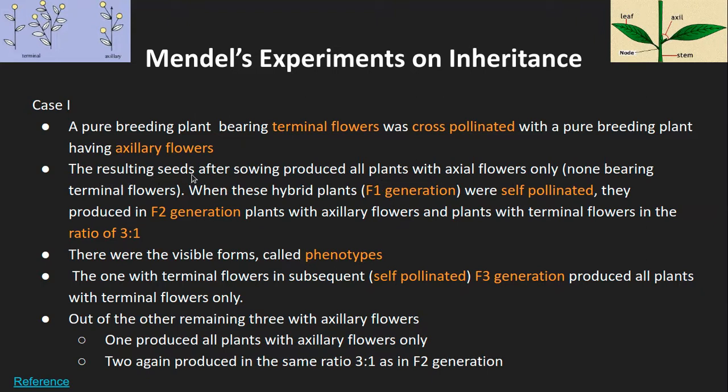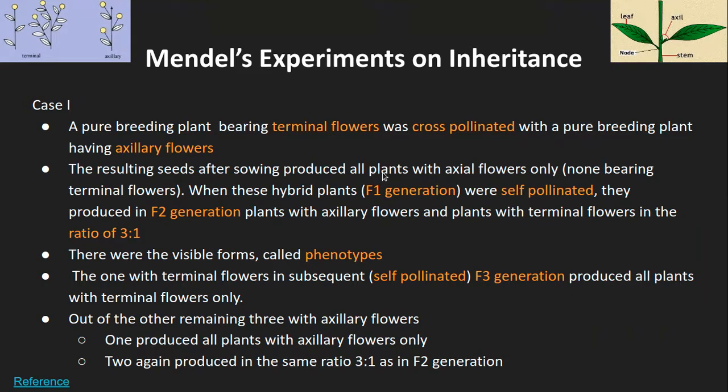So the resulting seeds which were produced from these parents, that is, the terminal flower and the axillary flower, were sowed into the soil, and they produced all plants with axial flowers only. So that means in the next generation, though there was a terminal flower and an axial flower in the parents, all of the offspring in the next generation showed the axial flower. We will see this in the diagram, and that representation will make it more clear.